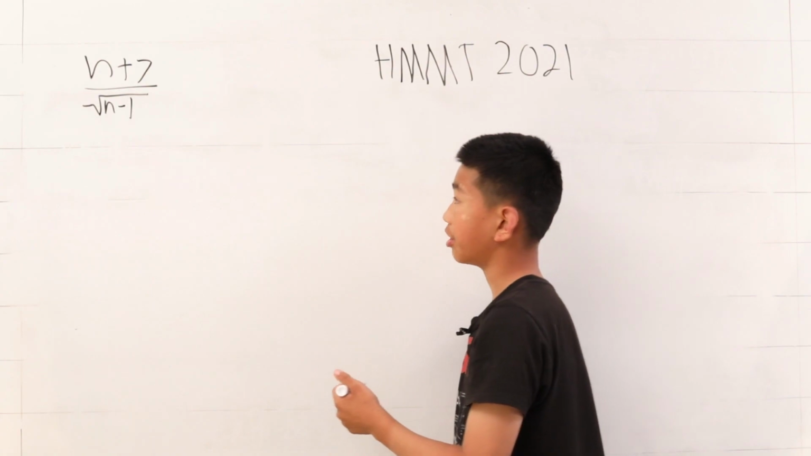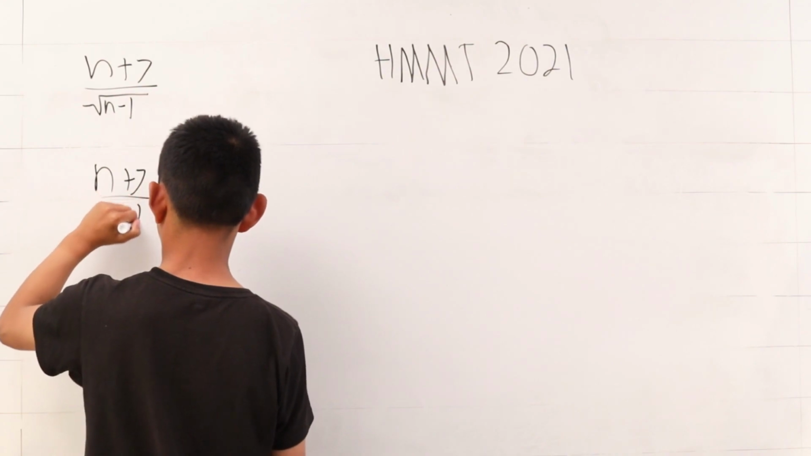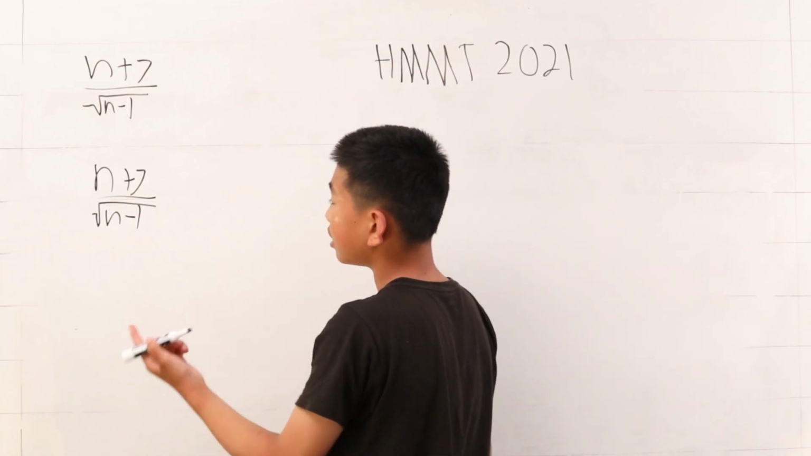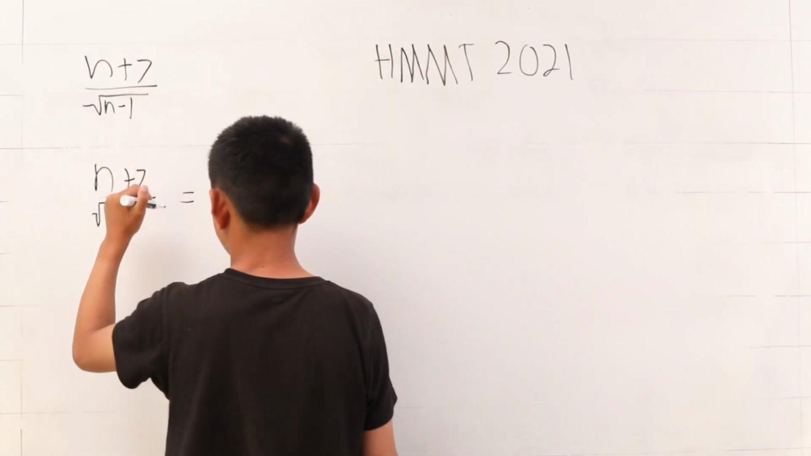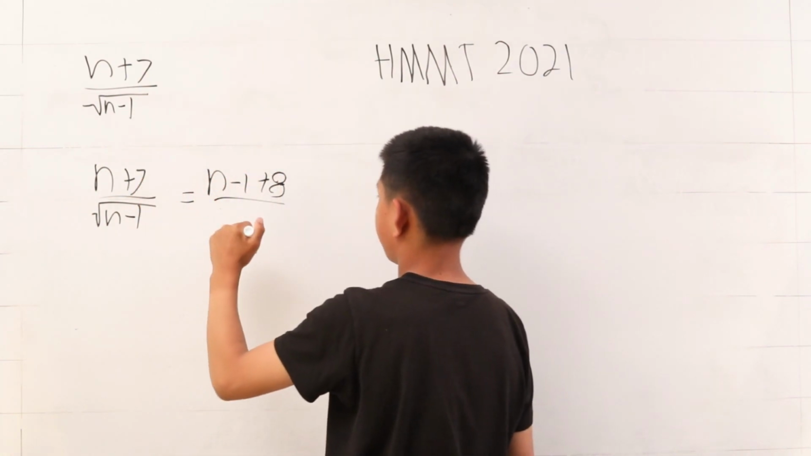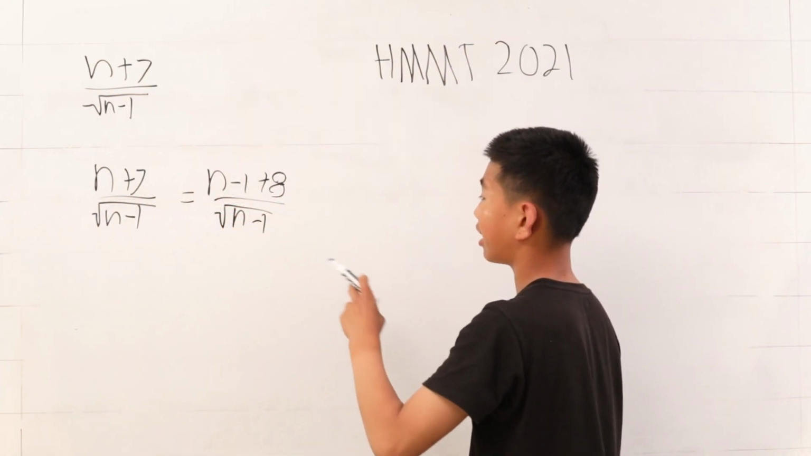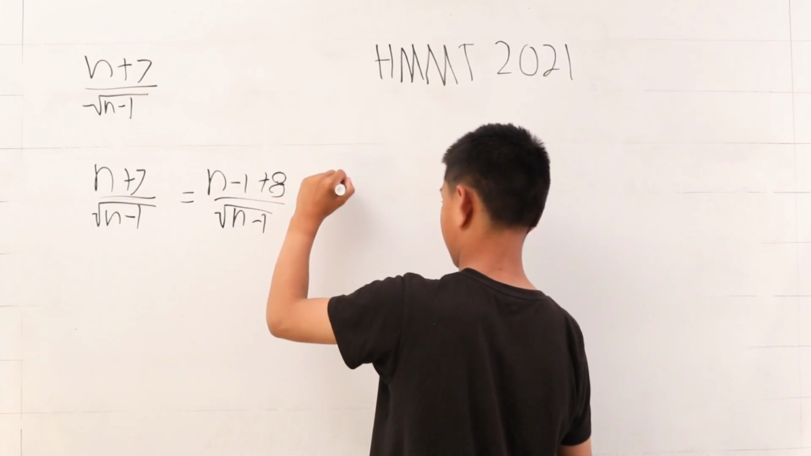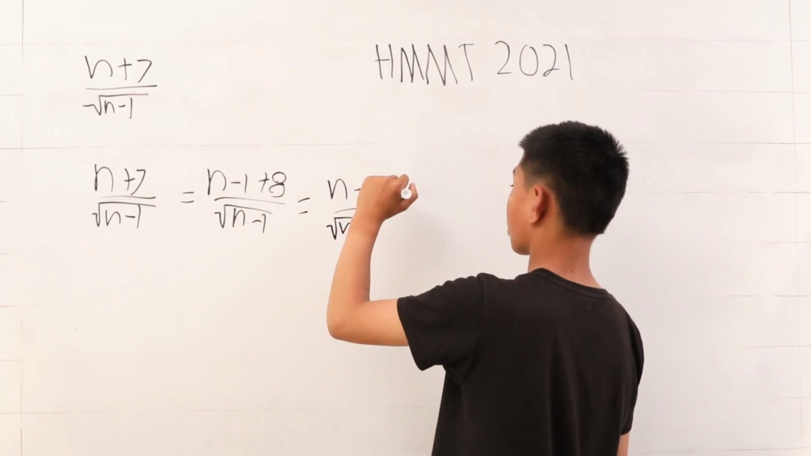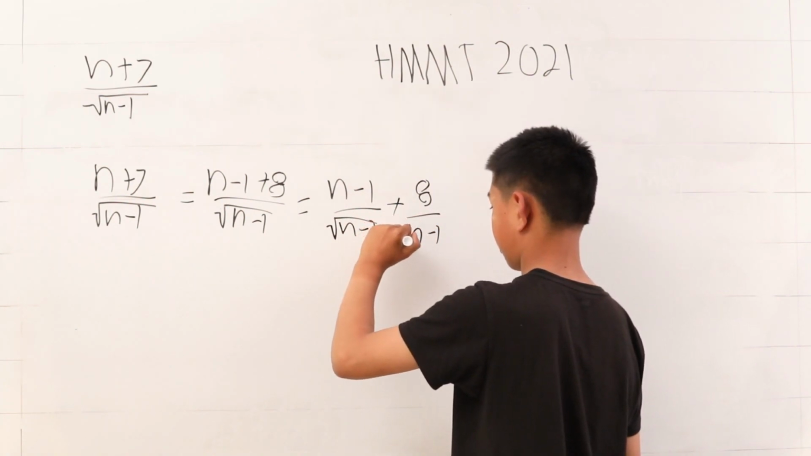The first thing we're going to do here is take the (n + 7) over the square root of (n - 1). The first thing we want to do is reduce this. We see that we can make the top n - 1, so n - 1 + 8. That's still n + 7. So now we can just break this up into two fractions. This is (n - 1) over the square root of (n - 1) plus 8 divided by the square root of (n - 1).